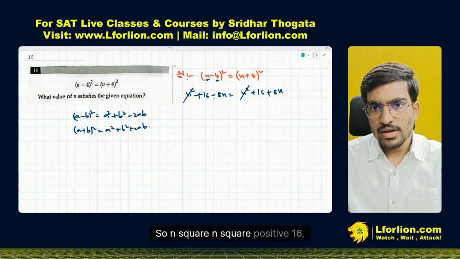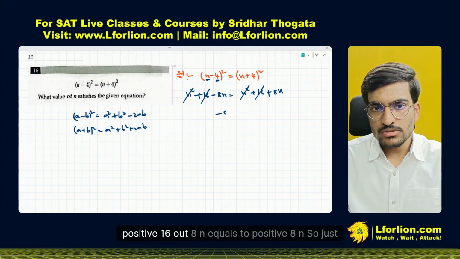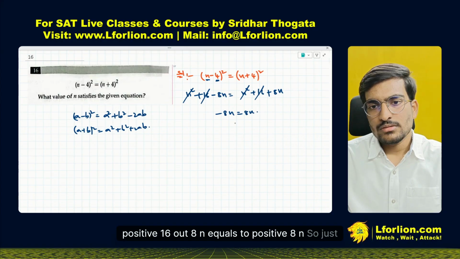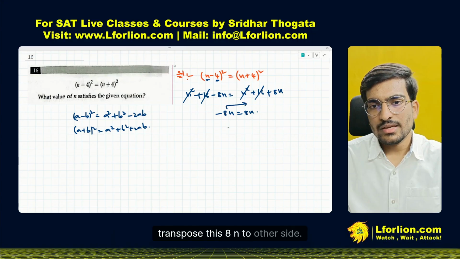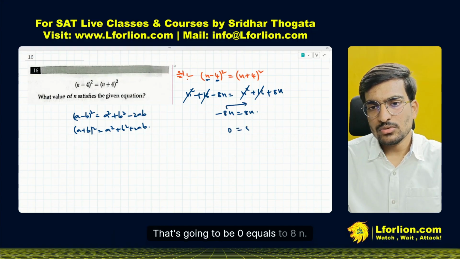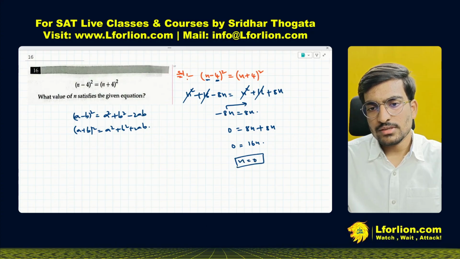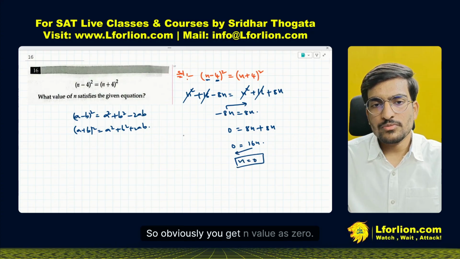So n squared plus 16 cancels with n squared plus 16, leaving negative 8n equals positive 8n. Just transpose the 8n to the other side, so 0 equals 8n plus 8n, that equals 16n. So n equals 0. That's it. So obviously you get the n value as 0.